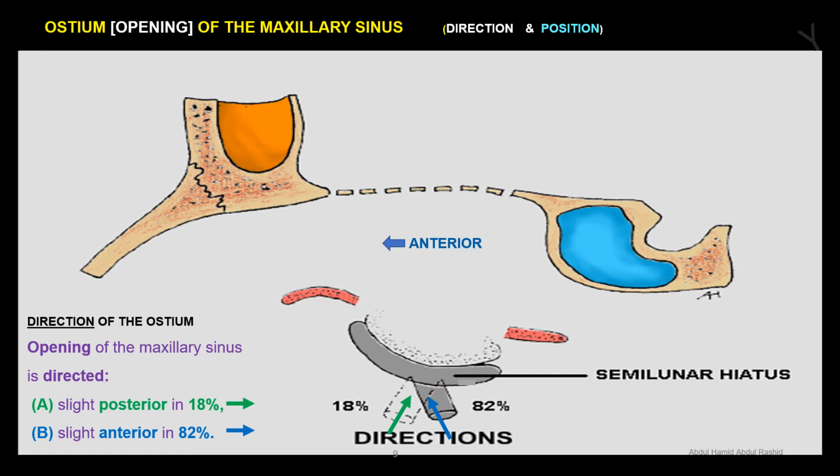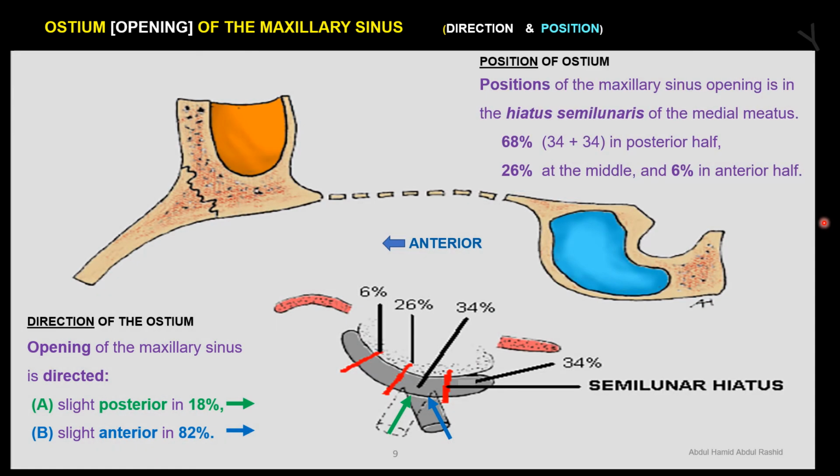Ostium of the maxillary sinus, direction and position. The direction of the ostium of the maxillary sinus is slightly posterior in 18% and slightly anterior in 82%. The position of the ostium is in the hiatus semilunaris. However, 68% is in the posterior half, 26% at the middle, and 6% in the anterior half of the hiatus semilunaris.